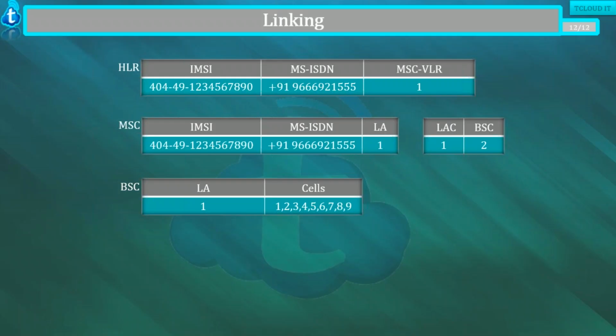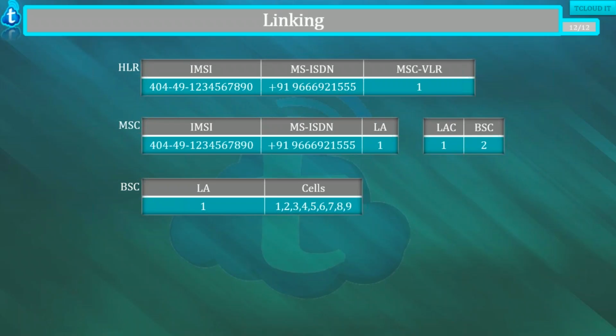So based on this, if any incoming call arrives, the GMSC talks to the HLR. The HLR gives the MSC details, and the call is forwarded to the MSC. The MSC finds out the location area and which BSC serves that location area, and forwards the call details to that BSC. The BSC spreads the incoming call information into those cells, because the BSC maintains the linking between the location area and cells.